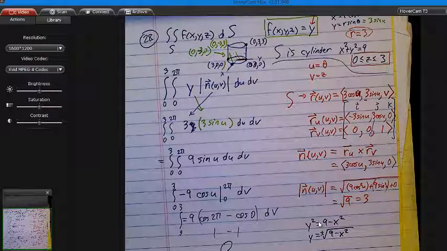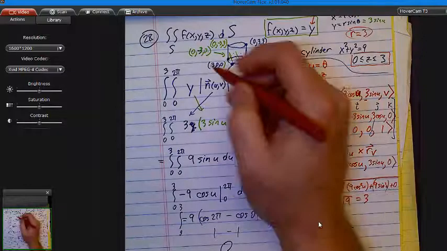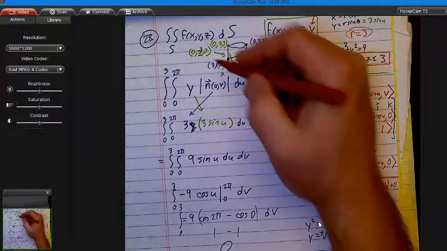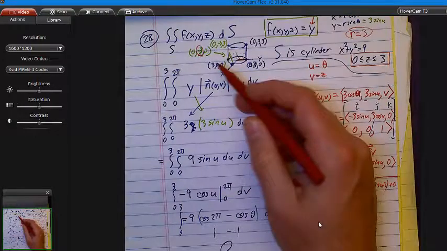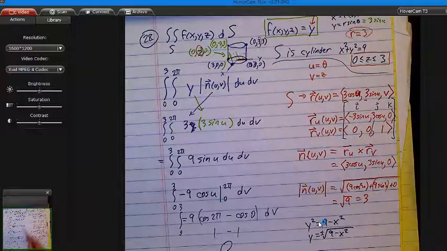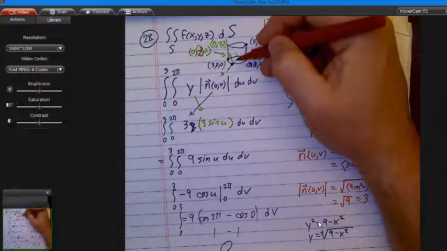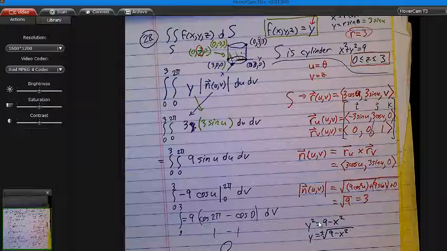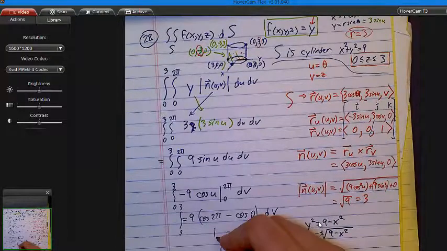Now think about it. What's the smallest y coordinate you could possibly get? I showed you it was negative 3. What's the largest y coordinate we could possibly get? I guess it'd be 3. And wouldn't you say there's all kinds of symmetry as you work your way around the cylinder? For every point, there's an antipodal point which has the opposite y coordinate. So this is very believable and it's correct.